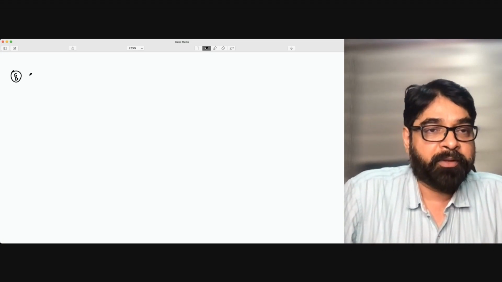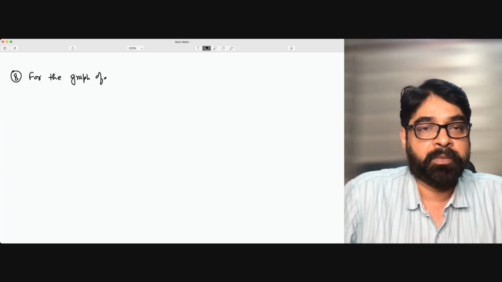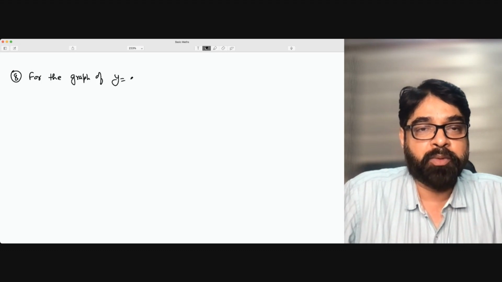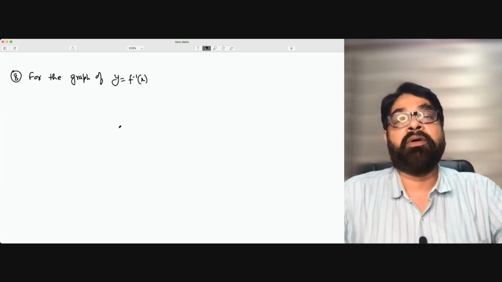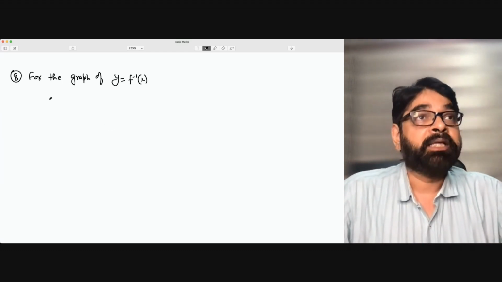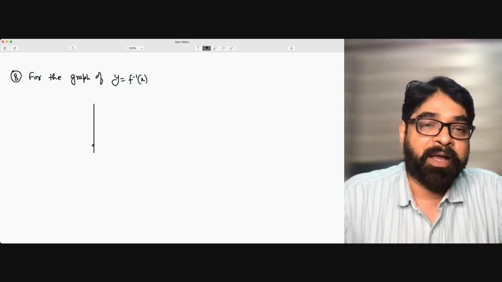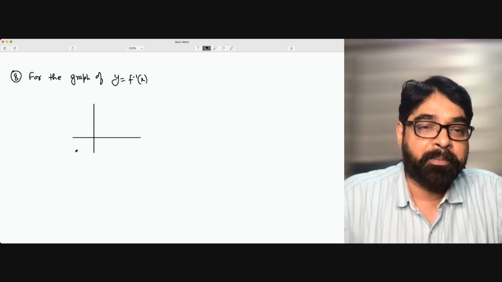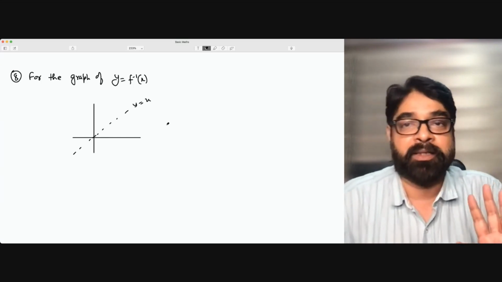So the 8th point, for the graph of y equal to f inverse x. Imagine we have to draw the graph of y equal to f inverse x. Certain steps you have to follow. See, the actual step is that you draw the graph of y equal to f x and take the mirror image with respect to the line y equal to x. This is the actual method.